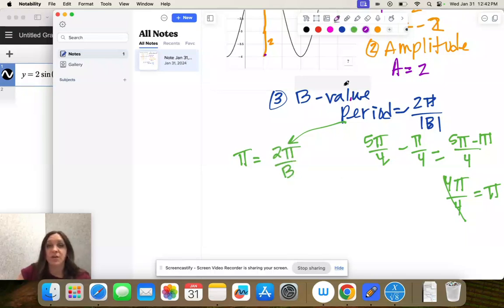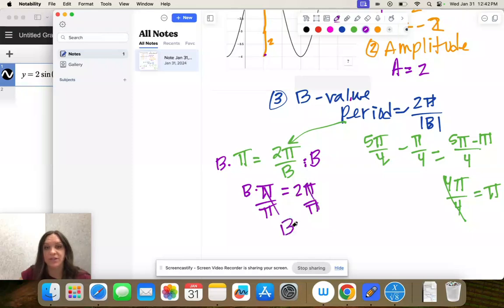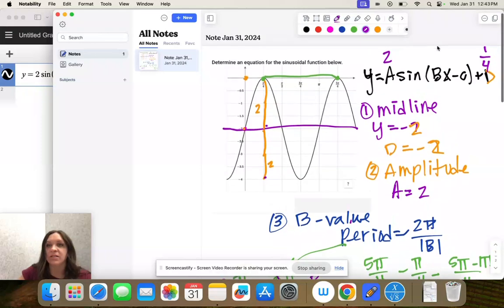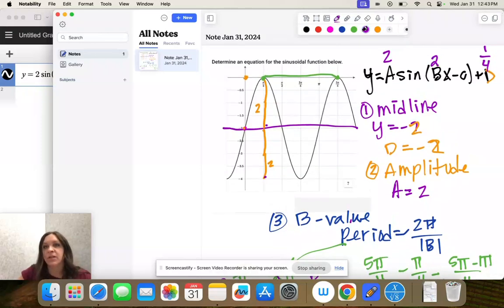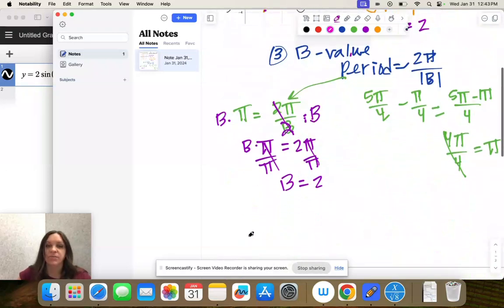So maybe you can tell what it is already. So I'm going to times both sides by B. I get B times pi equals 2 pi. Divide both sides by pi. So B is 2, right? And if you would have just 2 pi over pi, there's pi. So B is 2. And then the fourth thing you look at is the C value.